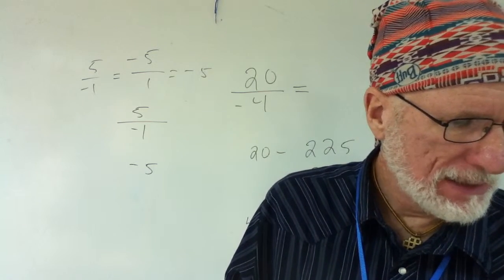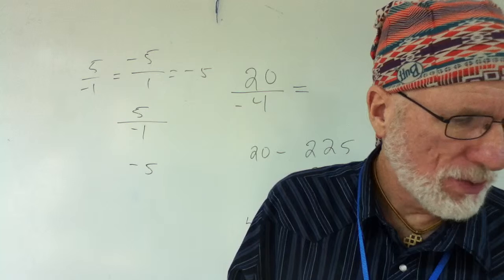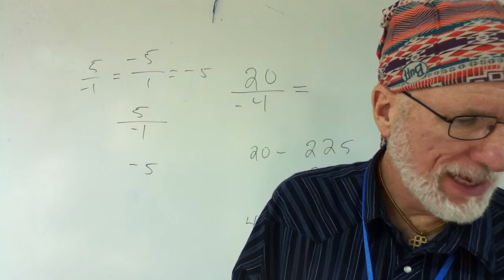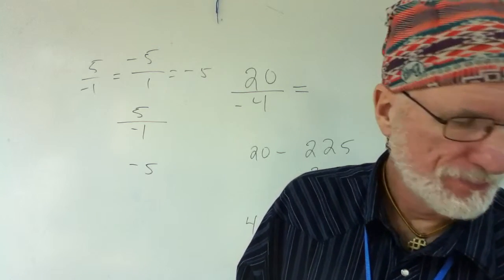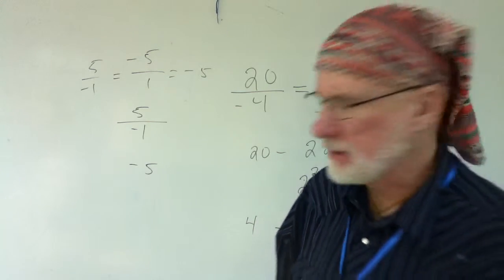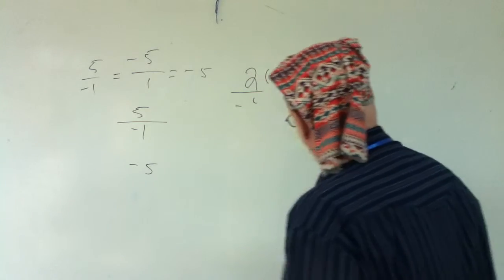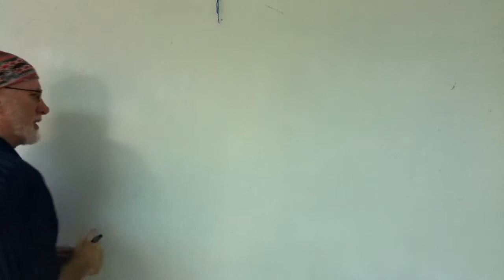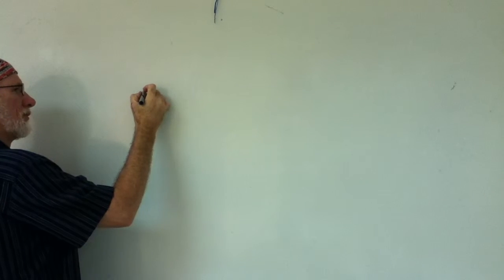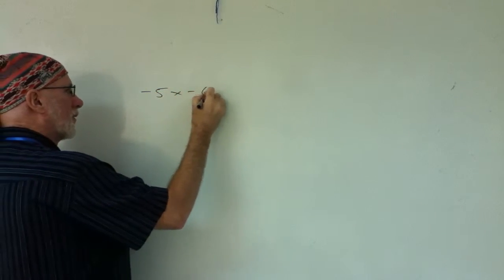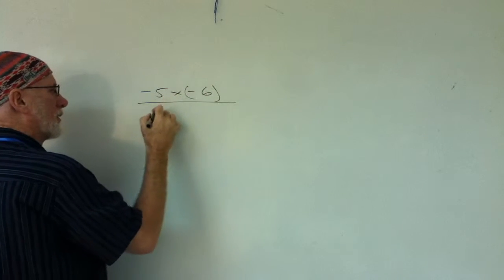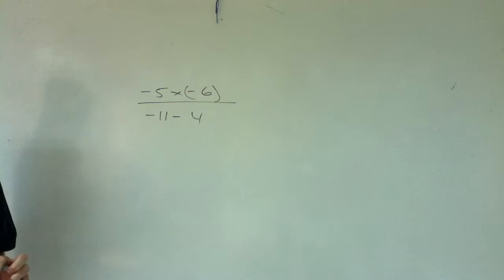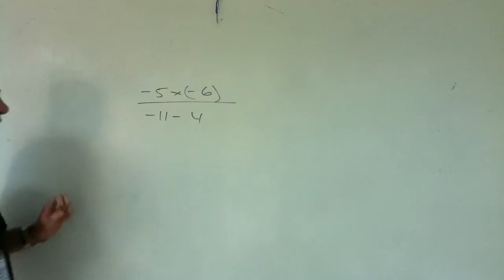And let's go a little crazy. Let's do H, 7H. Why don't you read to me what 7H is? What's 7H? -5 times -6 over -11 minus 4. Is that correct? Yes or no? Yes. Okay, good.